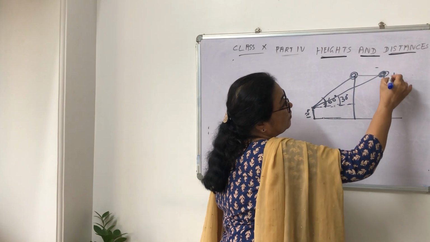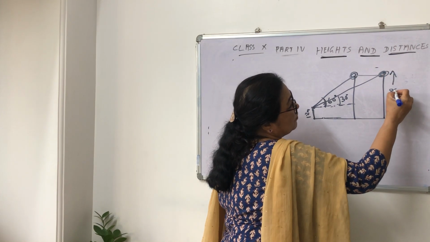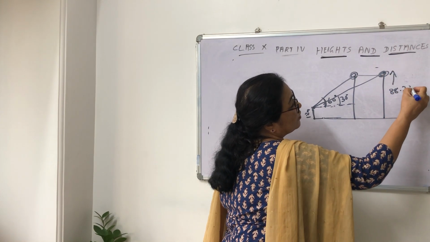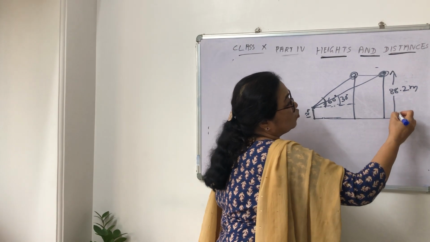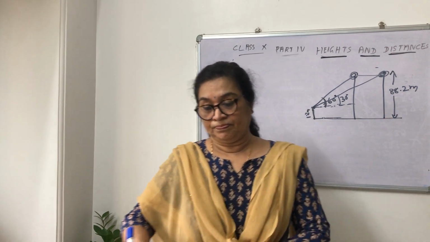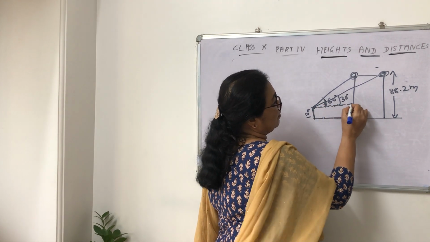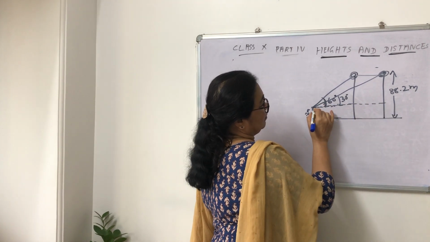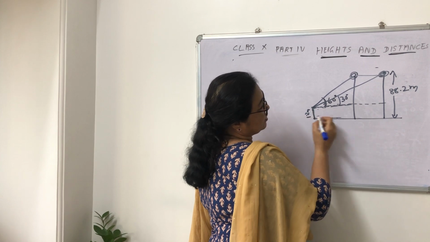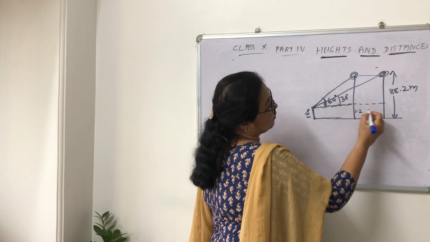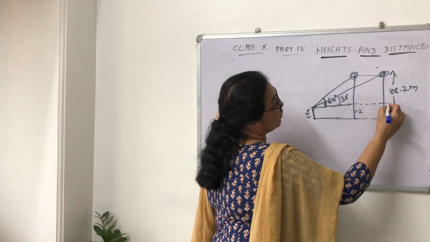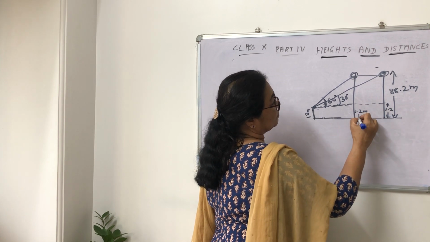So the height of this balloon from the ground is 88.2 meter. So this is our normal. This is 1.2, this is also 1.2, this is also 1.2 meter.